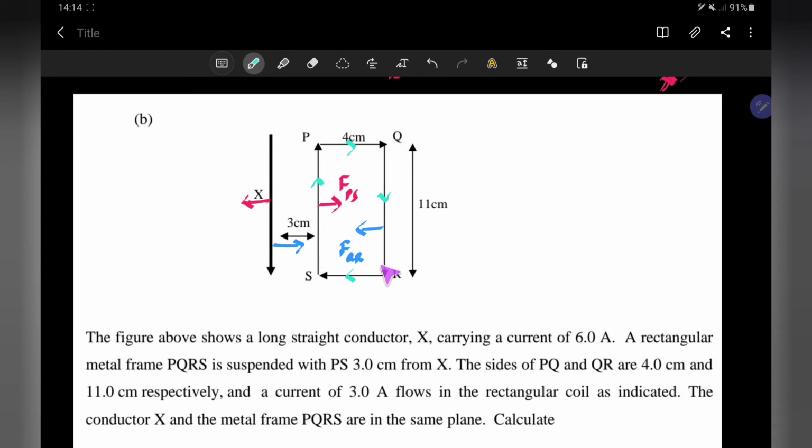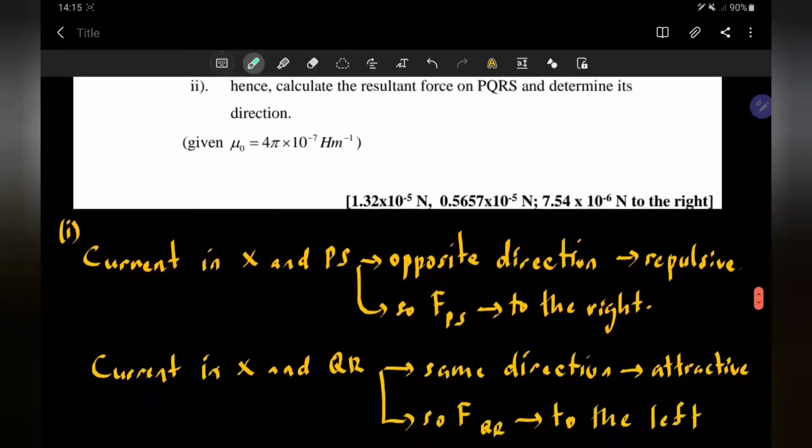So the force exerted on QR is FQR, which is by X. So on this rectangle we have two different forces, exerted on PS and on QR, and they are in opposite direction. So we need to know which value is greater, because the rectangular coil or conductor will move in that direction. Alright, so we just calculate one by one. First, FPS by X, so we are talking about these two parallel wires. And secondly, we calculate FQR, the force exerted on QR, caused by X. Again, they are parallel to each other. So this is the way how to answer the question.